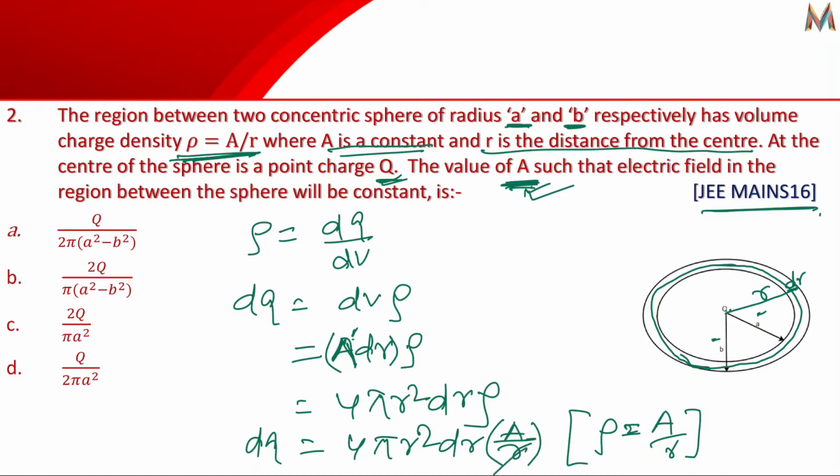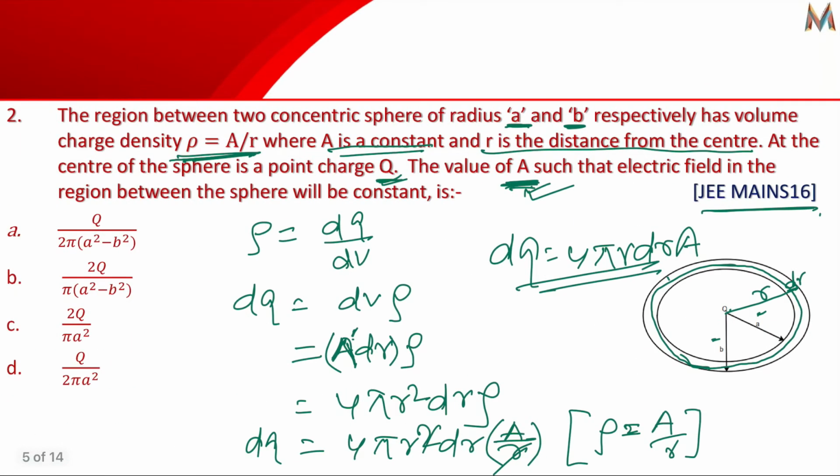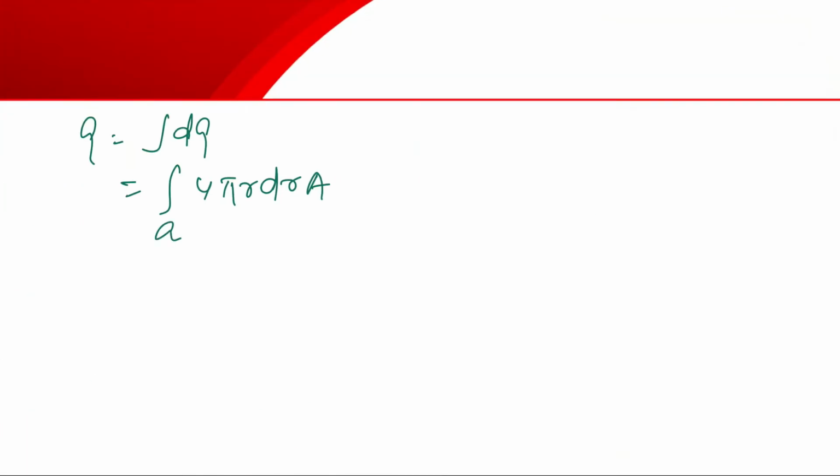If we cancel r with r, finally we get dq equals 4 pi r dr A. Now if we find q for the whole Gaussian surface and integrate this, we can write q equals integration of dq, which is integration of 4 pi r dr A. We have to integrate it from the a portion to the small r portion, so we take the limit a to r.